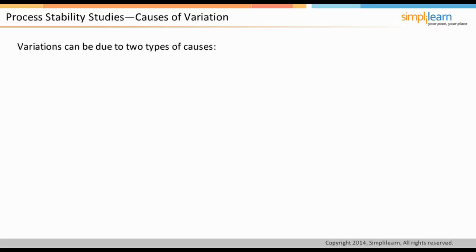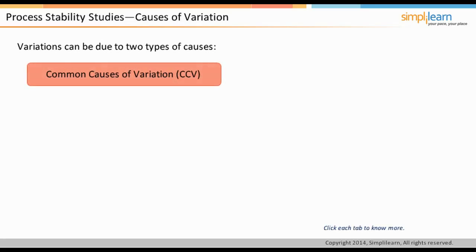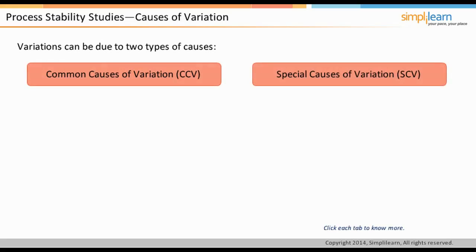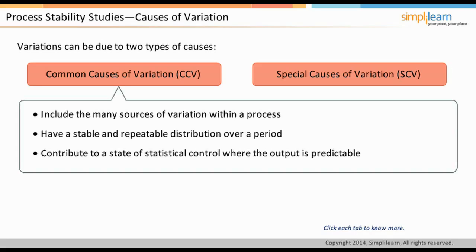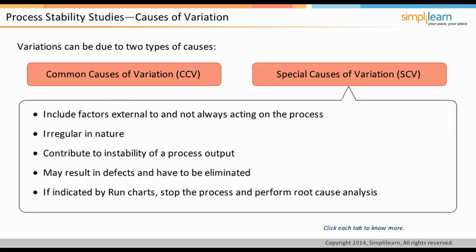Variation can be due to 2 types of causes: common causes of variation and special causes of variation. Click each type to learn more. Common causes of variation are the many sources of variation within a process which have a stable and repeatable distribution over a period. They contribute to a state of statistical control where the output is predictable.